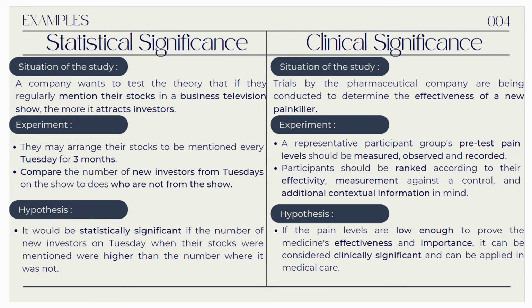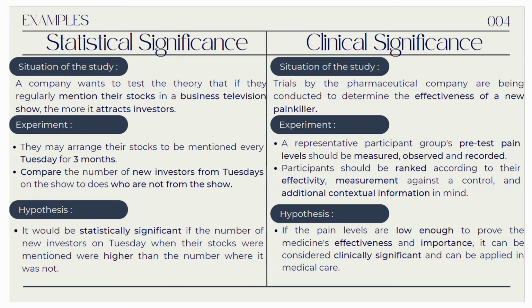They may construct an experiment where their stock will be mentioned on the show every Tuesday for the next 3 months. They will have to compare the number of investors that came from the show and those who were not. If the average number of new investors on Tuesdays when their stock is mentioned is substantially higher than the ones where they weren't showcased, then the company can conclude that the result is statistically significant.